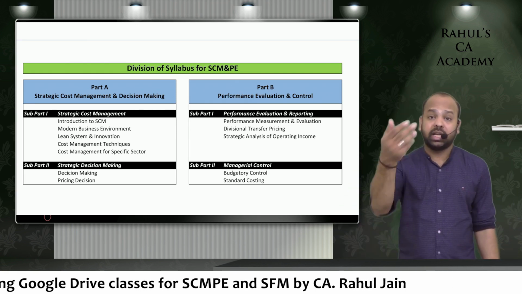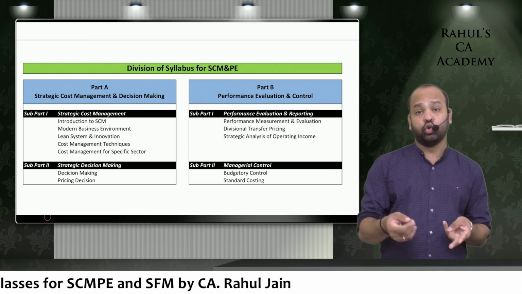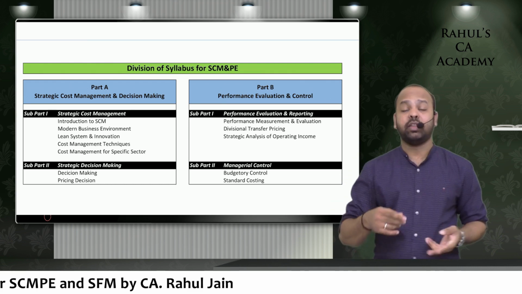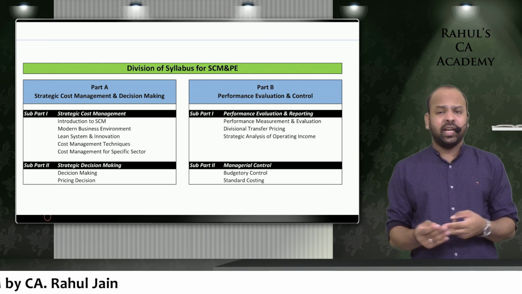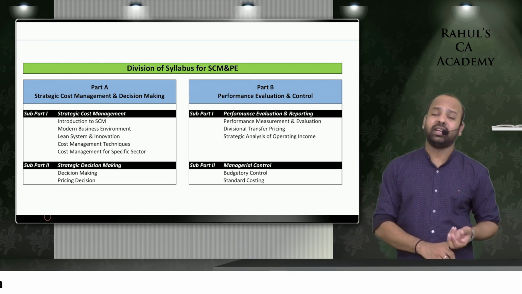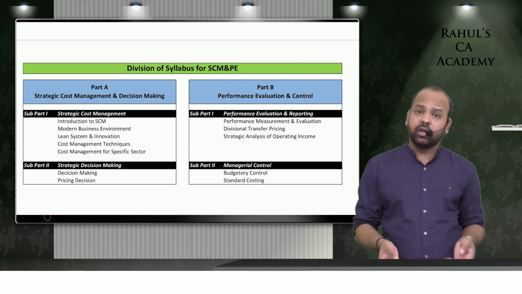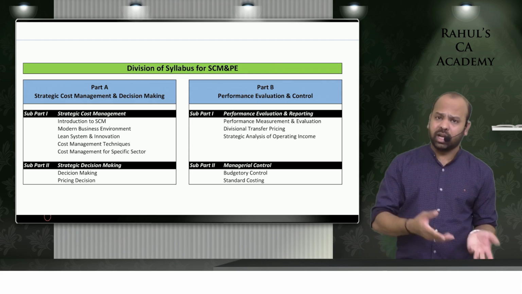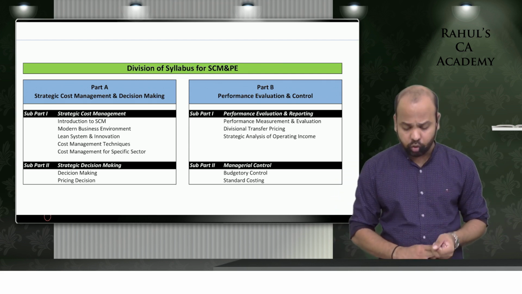Now, strategic cost management in turn is divided into two parts. You have strategic cost management, which includes topics like introduction to strategic cost management, modern business environment, lean system and innovation, cost management techniques, specific sector cost management, and decision making is the other part, which will include pricing decisions and decision making. Likewise, performance measurement has two parts: performance measurement and evaluation is one part, and the other part is control, which includes standard costing and budgetary control.